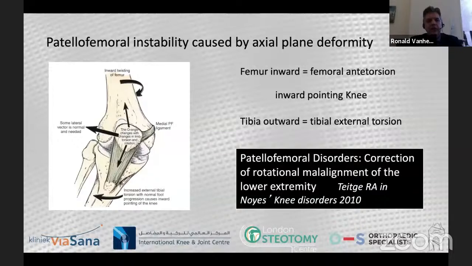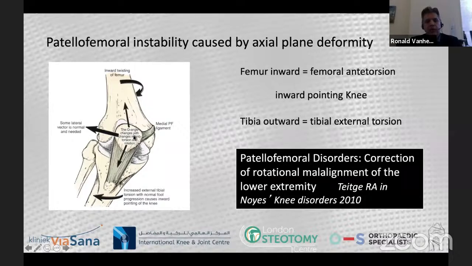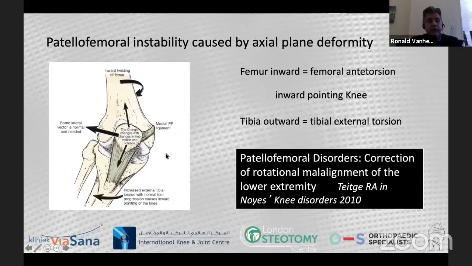Now, if you look at the picture, the inward twisting of the femur causes the patella to go lateral. Then the external torsion of the tibia also causes your Q angle to increase, and your tuberosity moves outward in many of these cases, which also causes the patella to want to go outward. And what we see in these patients is this inward pointing knee. That's a specific feature I will show you in a couple of patients.